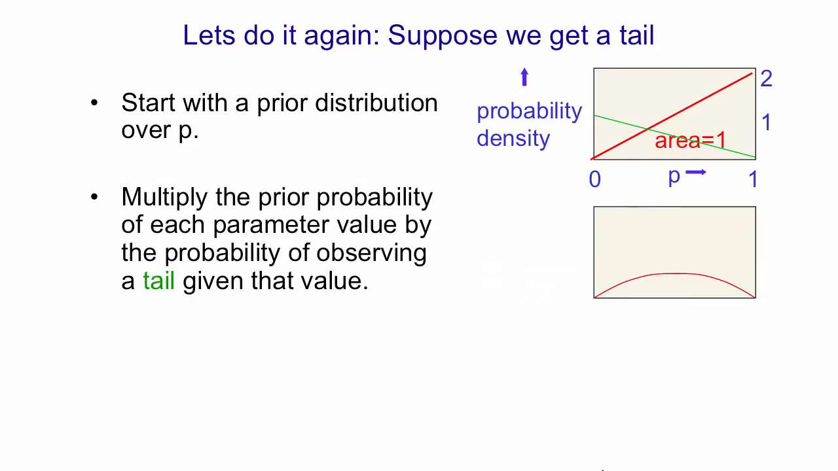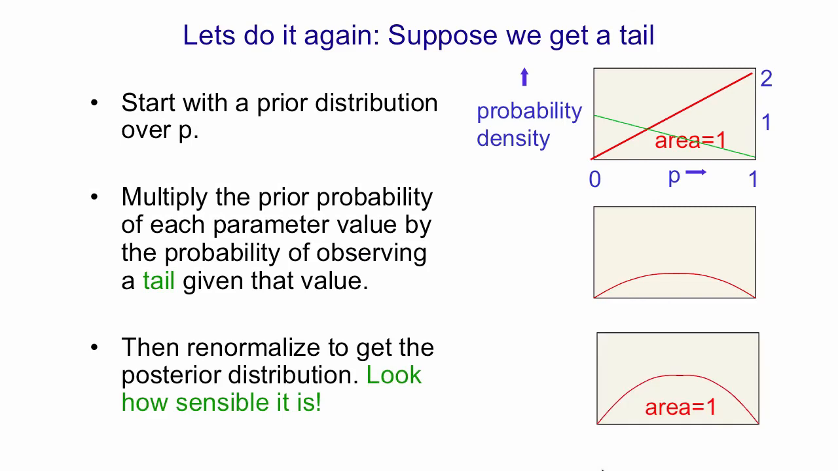Then we have to renormalize to make the area be 1, and that's now our posterior distribution after having observed one head and one tail. And notice it's a pretty sensible distribution. After observing one of each, we know that p can't be either 0 or 1, and it also seems very sensible that the most likely thing is now in the middle.